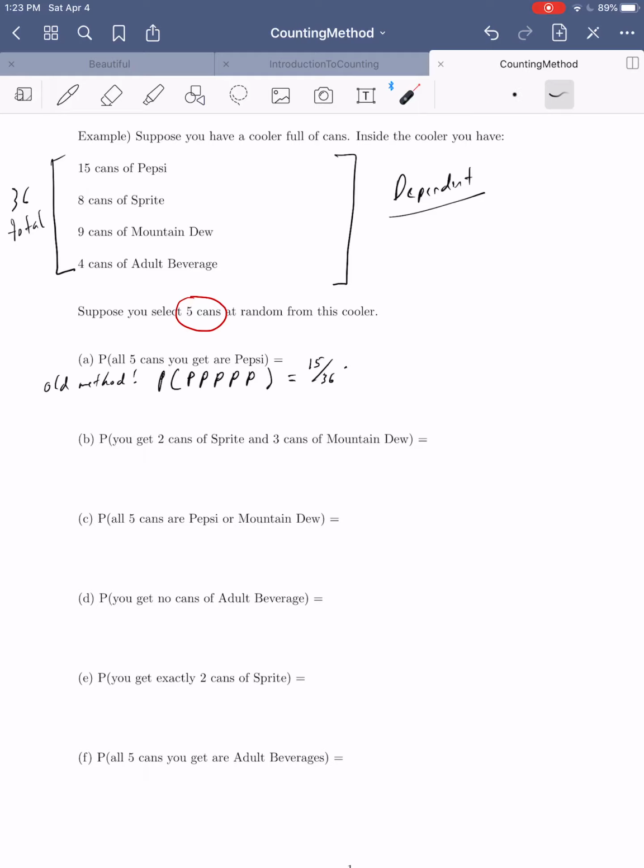And then we would multiply by the next one being Pepsi. That one would be, well, we'd reduce this by 1 because we're assuming we already took out a Pepsi. So it would be 14 out of 35. And then the next one would be, well, we've assumed that we've taken out 2 Pepsi, so it would be 13 out of 34. Then the next one would be 12 out of 33. And then finally, the last one, we've assumed that we've already taken out 4 Pepsi, so this will be 32, and this will only be 11. So it would be times 11 out of 32. Then you can multiply all those fractions together and write it as a decimal.